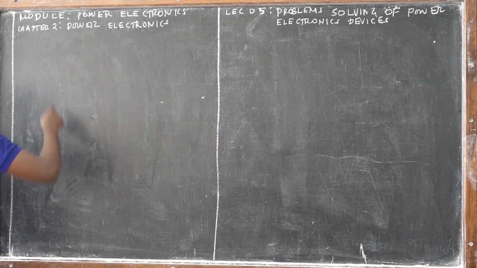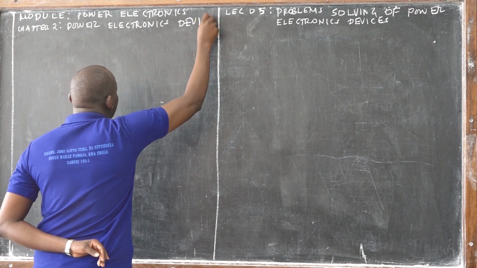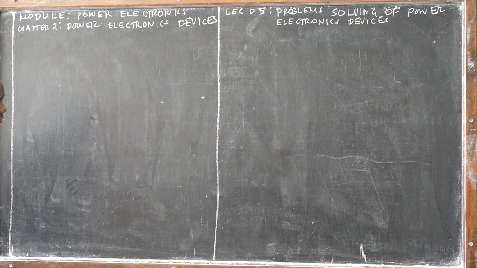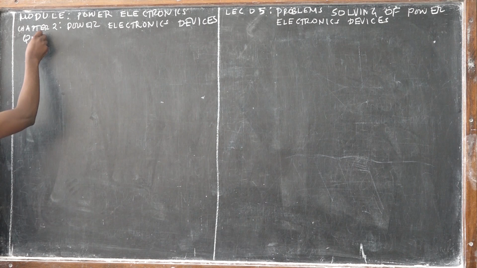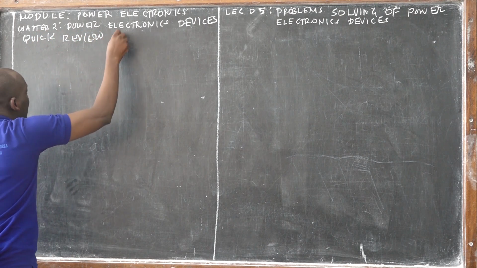So this is chapter 2, power electronics devices. We have been discussing different power electronics devices. We had a list of almost 10 or more, because in lecture 4 I added another power electronics device called the triac. Let us do a quick review of what we learned in lecture 4.